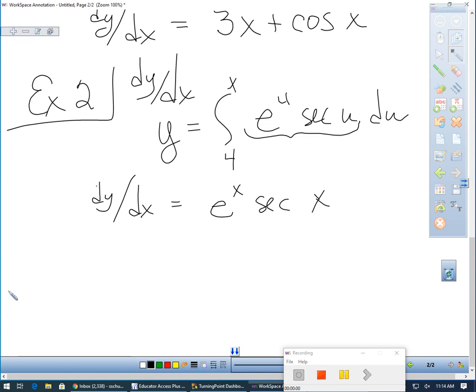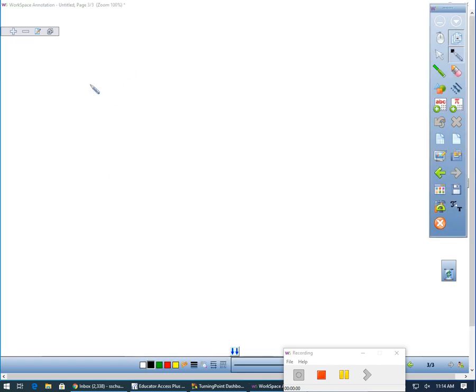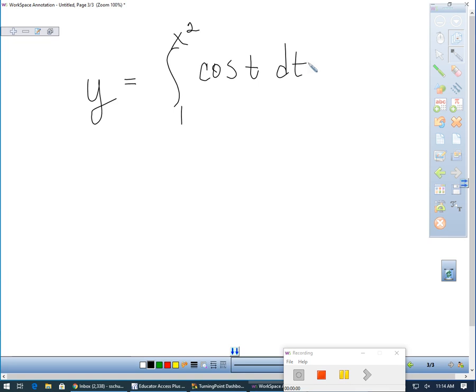Okay. So, it only works if this is just an x here. Well, what if it's not? So let's say I have something like y equals the integral from, how about 1 to x squared of cosine t dt. That's not an x, unfortunately, right? So what I want you to think about is the fact that we're going to do a form of the chain rule.